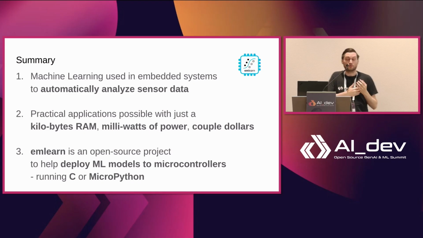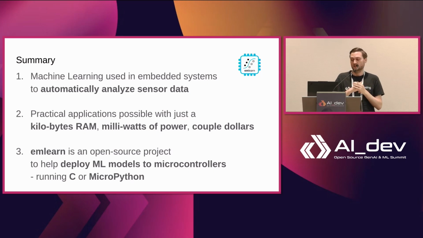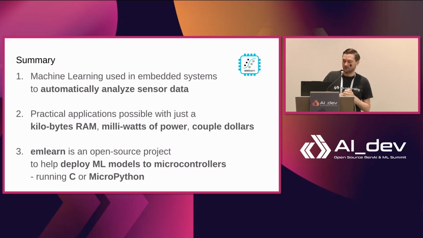So that's the core part. As a summary, we've learned that machine learning is used in embedded systems to automatically analyze sensor data, and that you can do practical applications, like the examples that we've shown, with just a few kilobytes of RAM and a few milliwatts of power, and for a couple of dollars per unit. And emlearn is an open source project that helps you deploy machine learning models to microcontrollers, running either with C or with MicroPython.